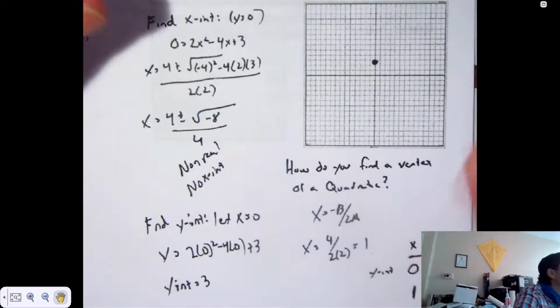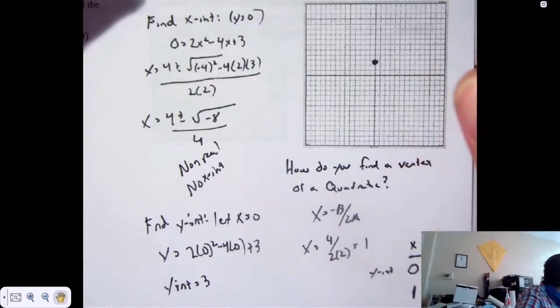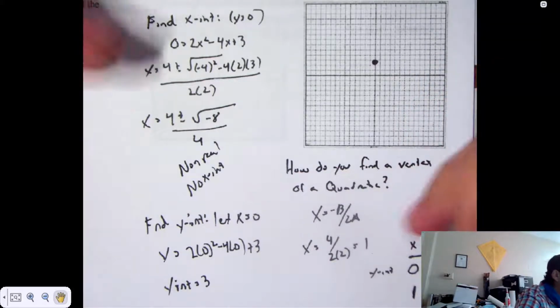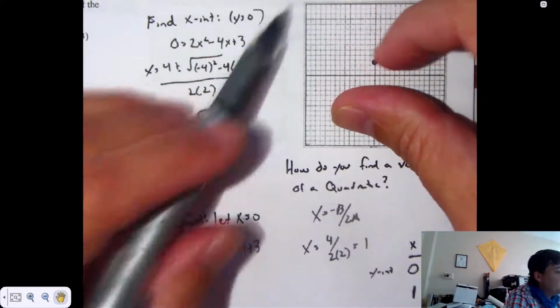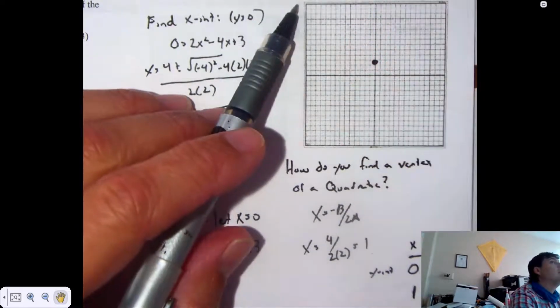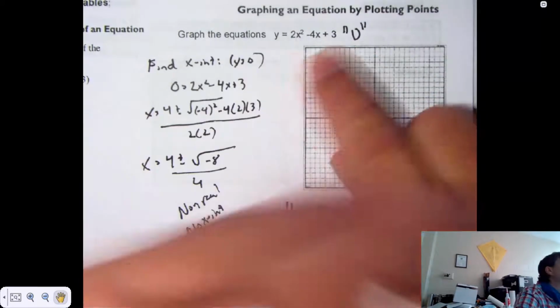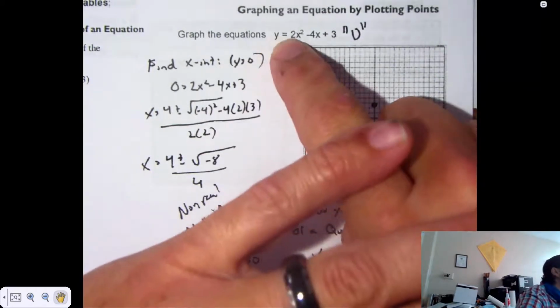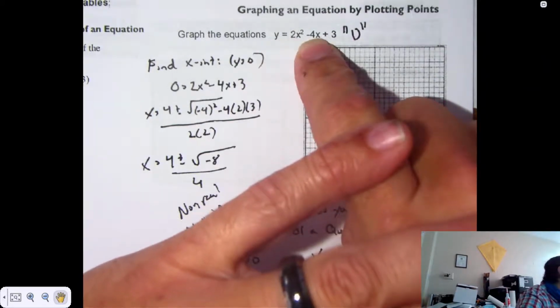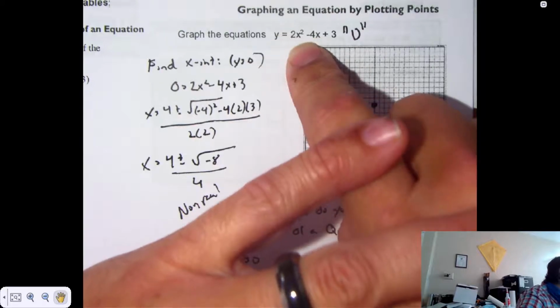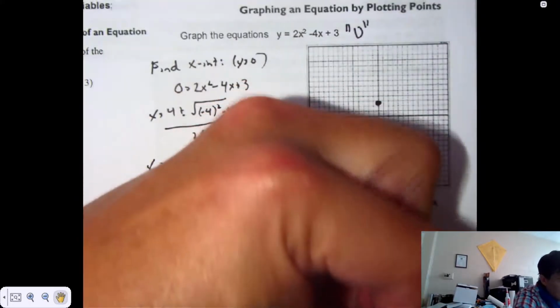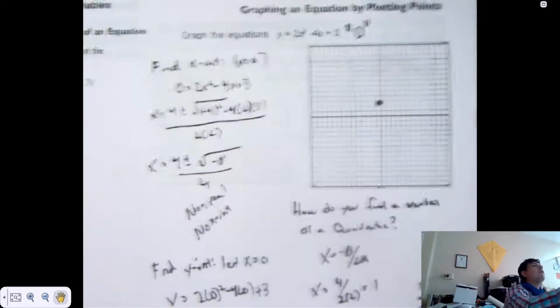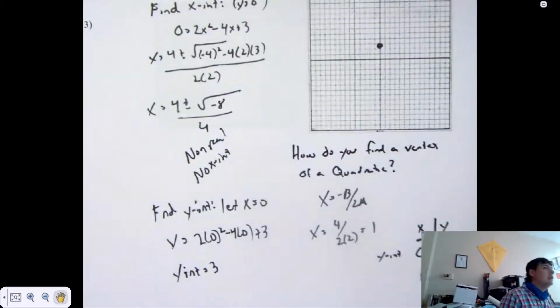Now, if I have x, how do I get y? Plug it in, and I'm not going to write that out for you, okay? But I'm taking this one and I'm going to throw it in that equation up top. So if I plug in a 1, I'll have 2 times 1 squared, that's still 2, minus 4 times 1, which is 4. 2 minus 4 is negative 2. Add 3, I get 1 back. That's a point I can plot, 1, 1.